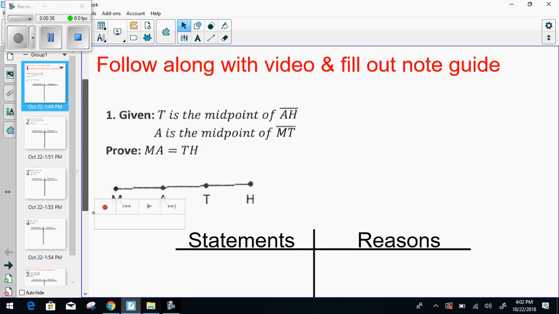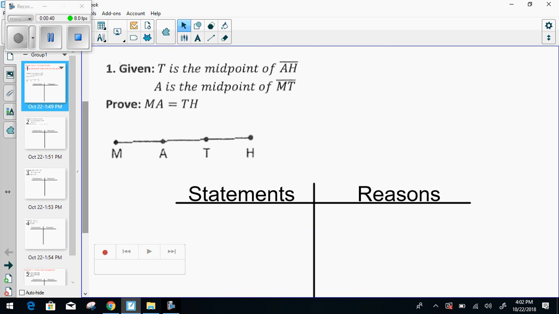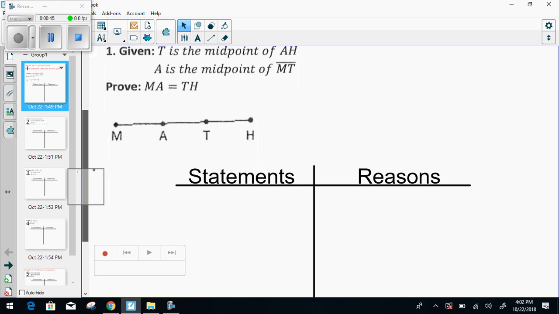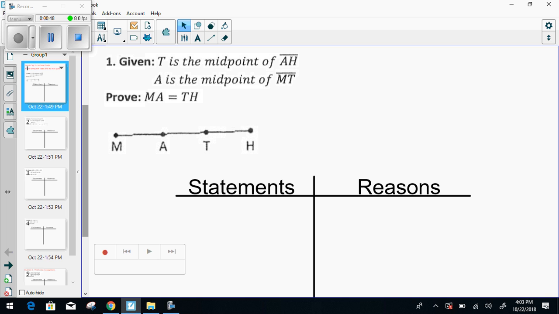So for number 1, you're given that T is the midpoint of AH, and A is the midpoint of MT. Before you even move forward, here is what you can mark on your diagram. Knowing that T is the midpoint of AH, you can conclude that AT and TH are congruent. A is the midpoint of MT, so you can also conclude that MA is congruent to AT.